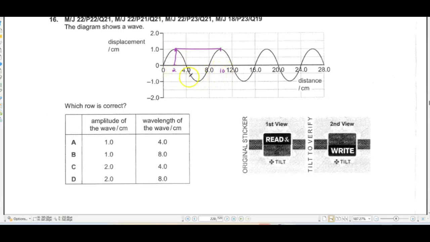So 10 minus 2 is 8. Again, you can also do it with these troughs. So 12 minus 4 is also 8. So 8 is the wavelength and 1 is the amplitude. So B is going to be our correct option.